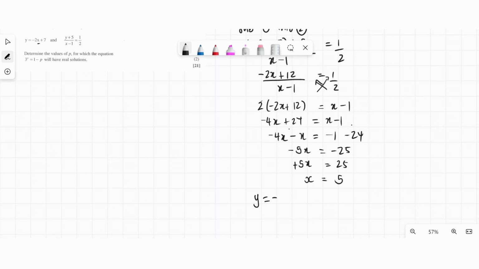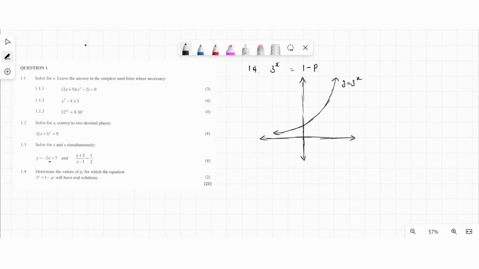So it's going to be negative 2 open bracket 5 plus 7. Therefore, making y equal to negative 3. And we're done with simultaneous. So now moving to 1.4.